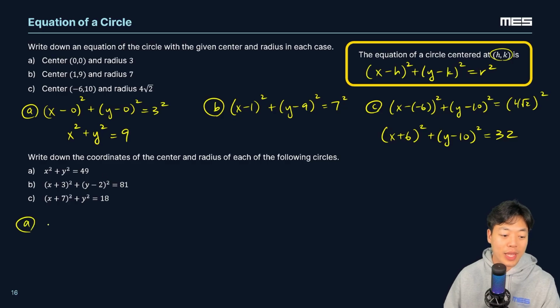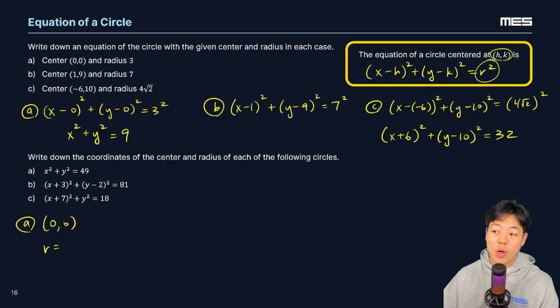For letter A, we have 0, comma 0. And our radius is not 49. Careful. Reminder: the right side of the equality will always be r squared. So think about what number squared gives us that 49. That number is 7.